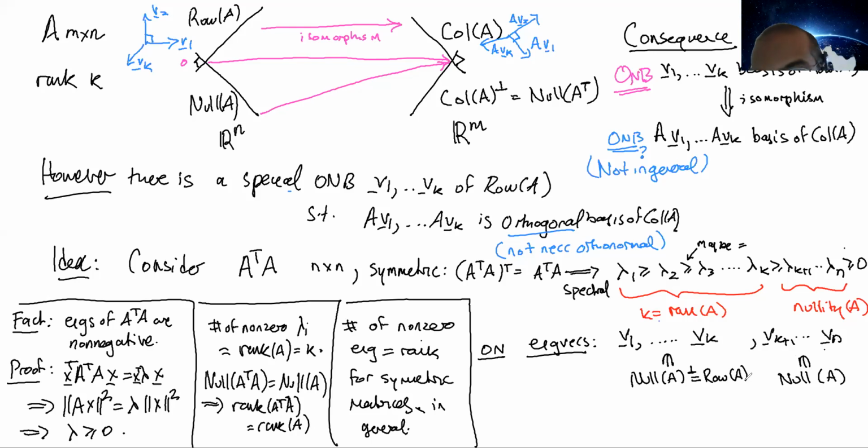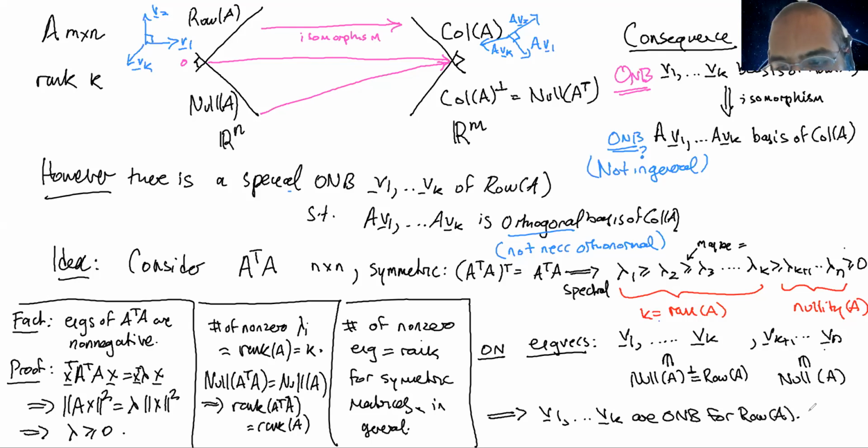But now I have k orthonormal vectors in the row space. That means that these are an orthonormal basis for the row space. So v1 through vk are an orthonormal basis for the row space. This is the key fact I wanted to derive through all this reasoning. There are probably other ways to derive it, but this was one of them.